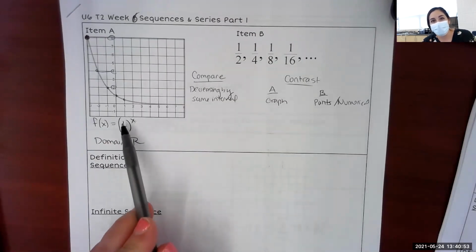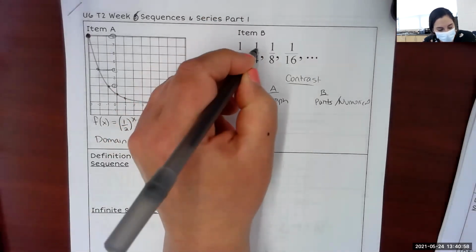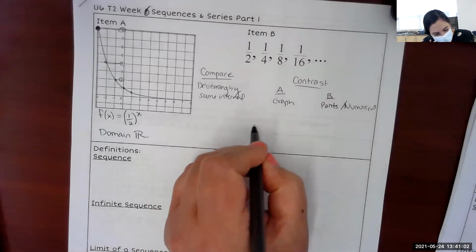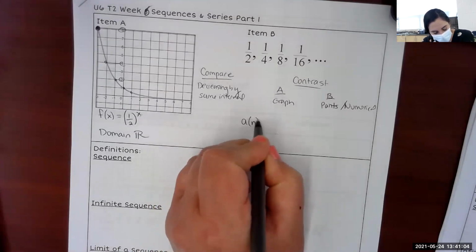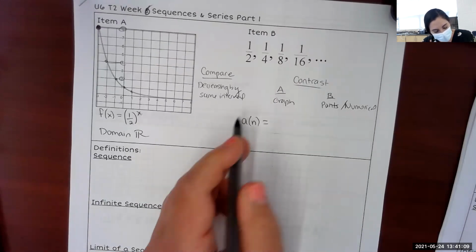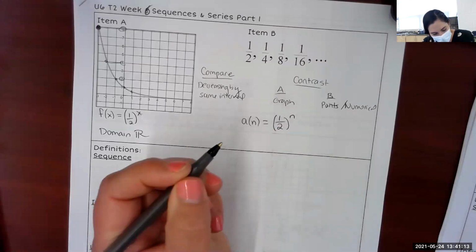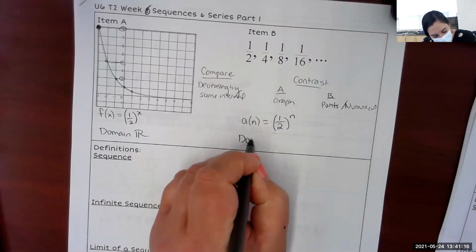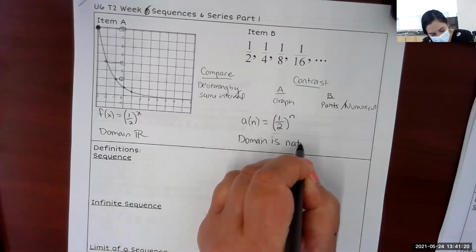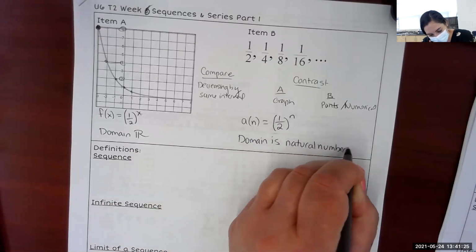This is basically this function, but when x equals 1, when x equals 2, when x equals 3, when x equals 4. So this is a sequence, and we're going to use different notation for this. This is a sequence, still sort of in that same function notation, and it still has the pattern 1/2 to the n, but the domain is natural numbers and not real numbers.